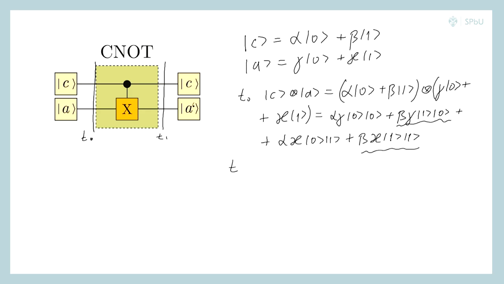Now, at the moment of time t1, the result of the CNOT gate, we have the following expression: alpha gamma 00 plus beta gamma 11 plus alpha kappa 01 plus beta kappa 10.